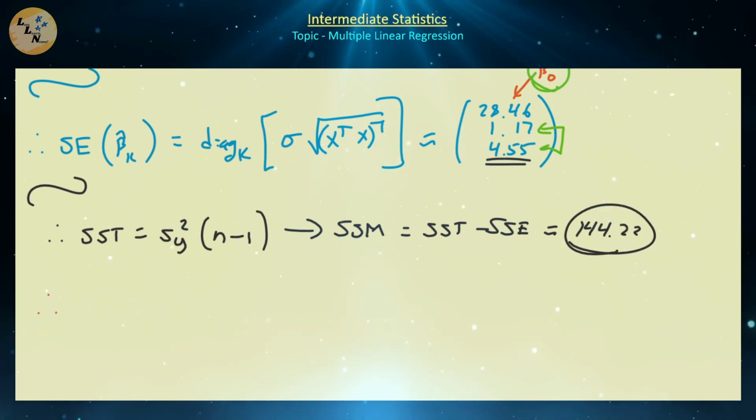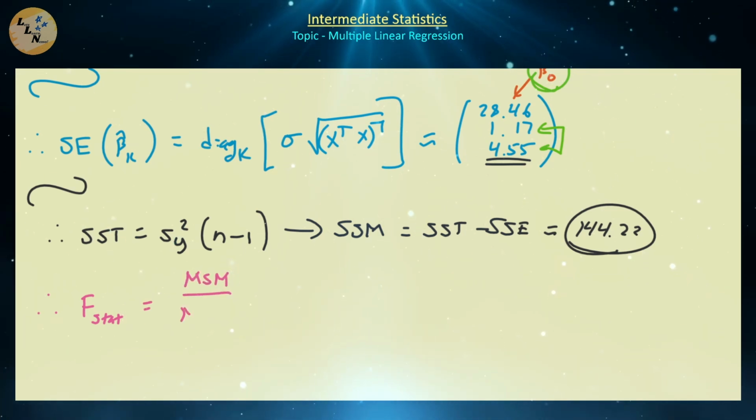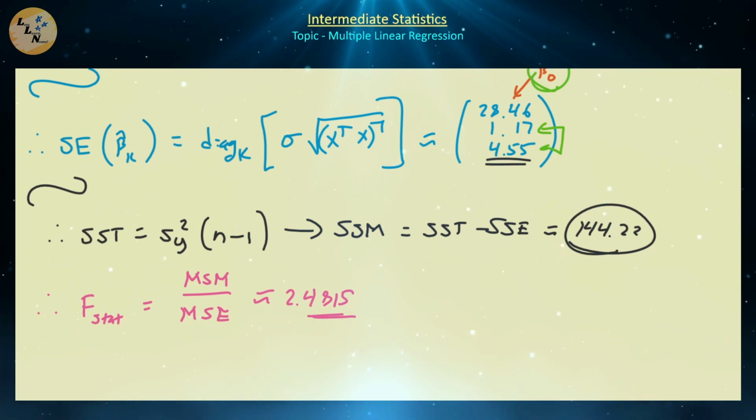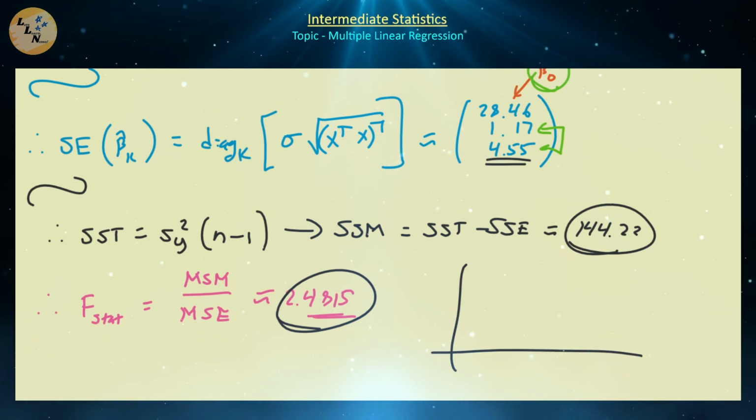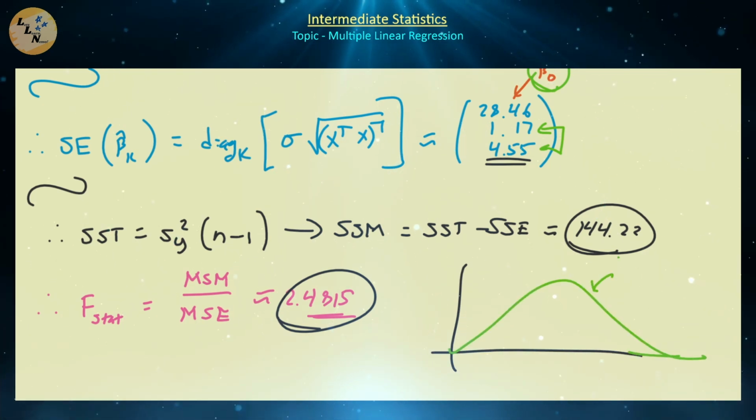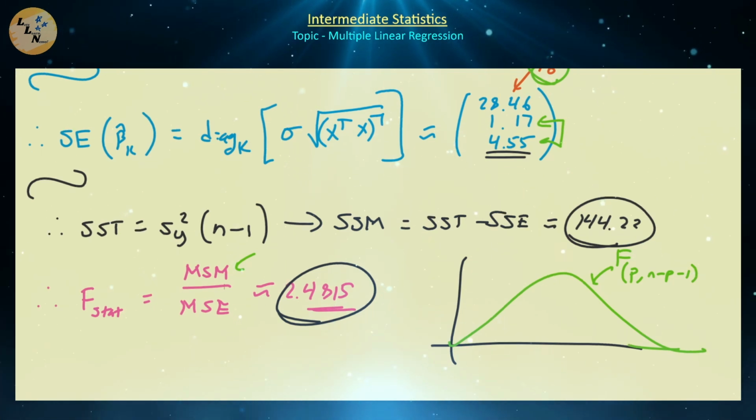And then similar to simple linear regression, the test statistic, which is associated to testing whether this model is good, is going to be equal to the MSM divided by the MSE. For our particular data set, that's approximately equal to 2.4815. Okay, so then we need to figure out, is this substantially large, or is this substantially small? This is going to be associated to an F distribution, and the degrees of freedom is going to be P comma n minus P minus 1 for the general case, because MSM has P degrees of freedom, MSE has n minus P minus 1 degrees of freedom, therefore this is going to be our test statistic.